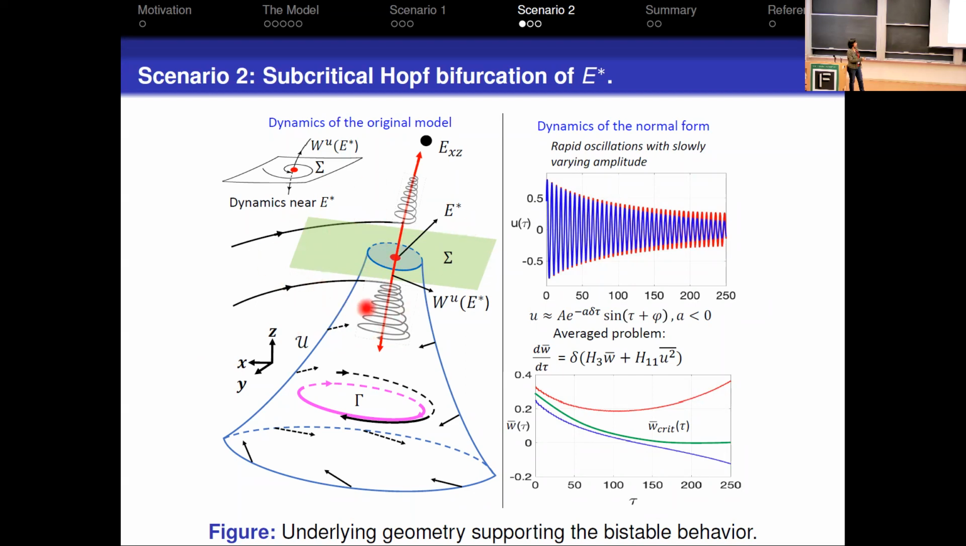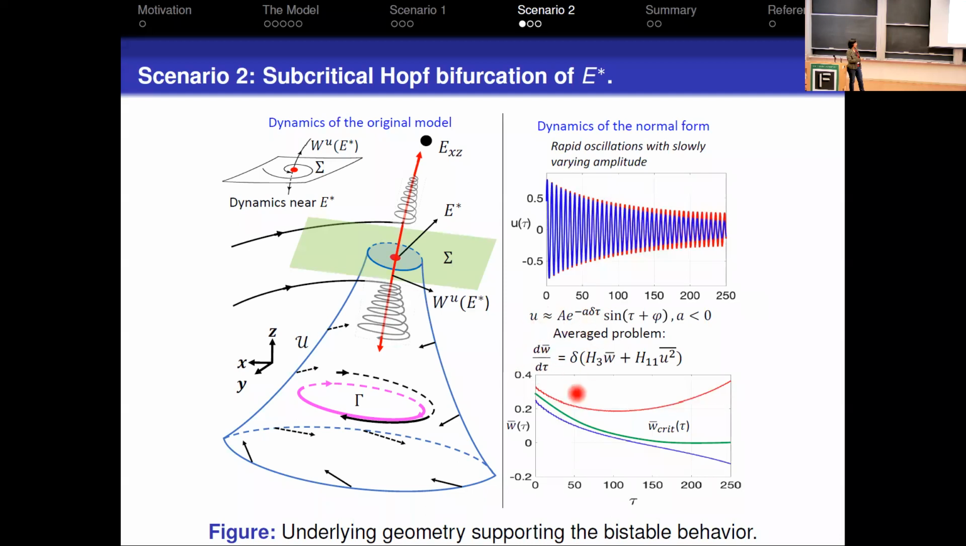And so the idea again here is to look at everything in the normal form variables. So we again transform this and go to our normal form variables. And in the normal form, if you look at the dynamics of the fast variable u, the dynamics of u are characterized by rapid oscillations with slowly varying amplitude. And so by exploiting this timescale separation, we could average out the fast oscillations and look at the average dynamics, or the average system. The average system can be solved nicely.